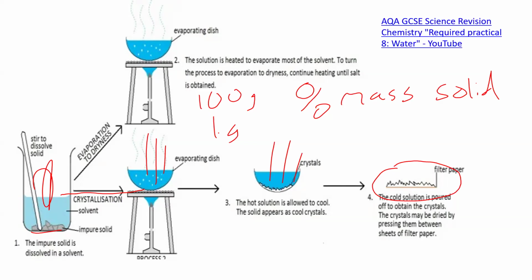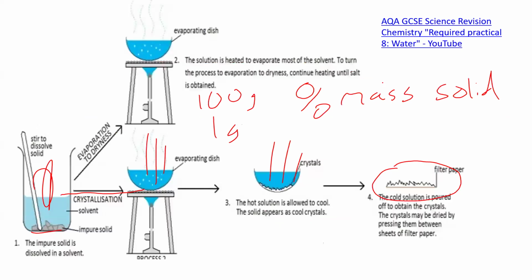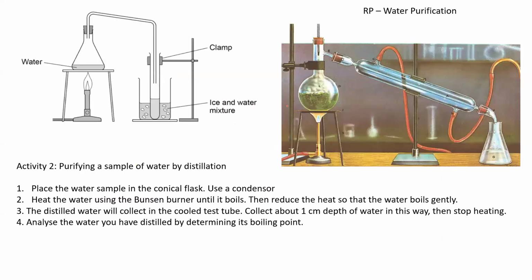First thing you're going to do is look for the pH, because the whole idea of this is to see if that water is, I guess, drinkable. So analyze a water sample, look for pH. Then you're going to try and find the percentage by mass of solid in that water. To do that, you boil all the water off and you see what solid you're left with. That's method number 1.